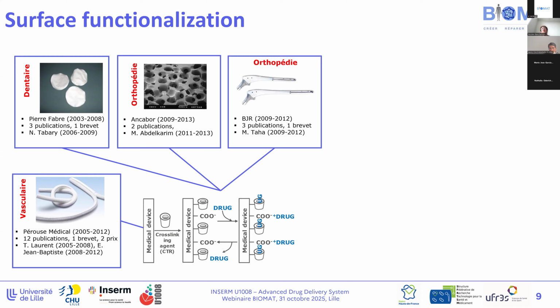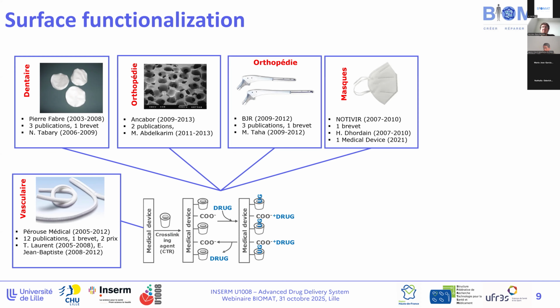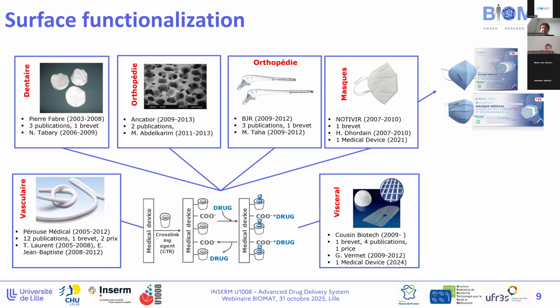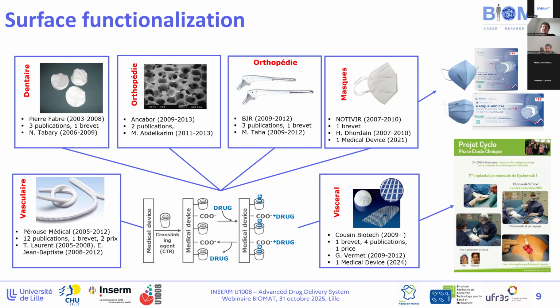With Bone and Joint Research, we develop a hip prosthesis with cyclodextrin to obtain an antibacterial hip prosthesis in case of non-cemented hip prosthesis. And more recently, we develop a mask with the company BioSerenity, and we have two masks on the market. These masks are antiviral masks in case of COVID-19. And with the project with Cousin Surgery, we develop meshes with anti-inflammatory and anti-pain, and we also have a clinical study.